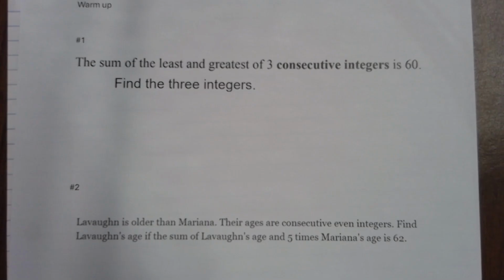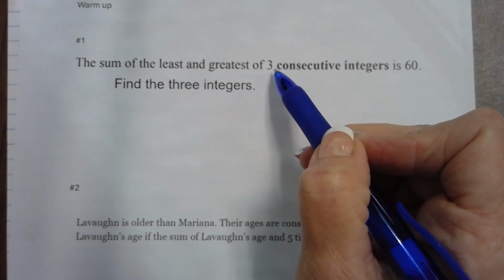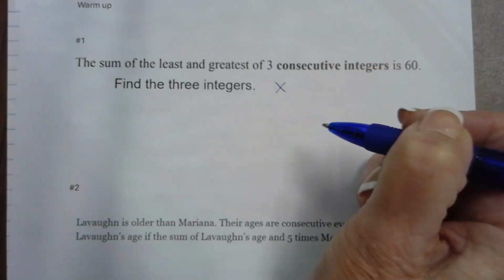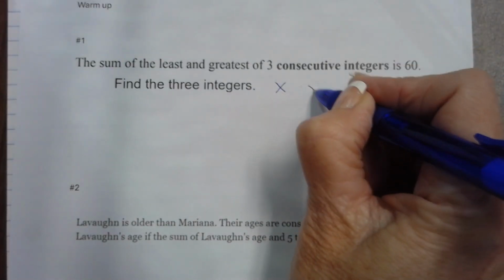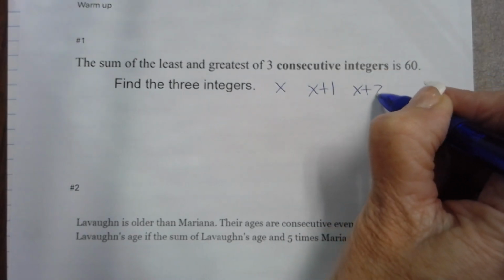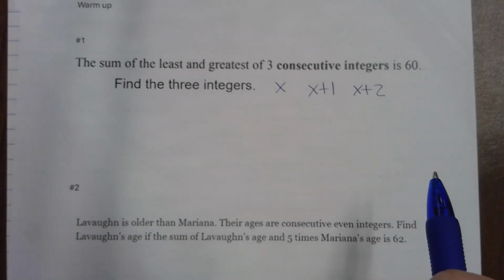So on the warm-up, we've got the sum of the least and greatest of 3 consecutive integers is 60. So first thing is, I'm just going to write my expression for the 3 consecutive integers. So this would be my first one, and since they're consecutive, this would be my second one, and this would be my third one. Any question just on the representation for the 3 integers?